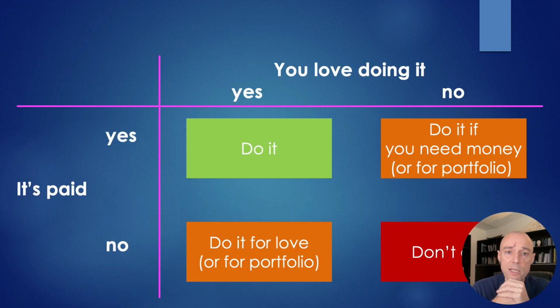Now, you could also use a very simple shortcut. You can say, is what I'm going to do paid? And do you love doing it? And of course, if it's paid and you love doing it, then it's a no-brainer, do it. If it's something that's not paid and you don't particularly like doing it, then don't go there. Why would you? But you might find stuff that you love doing, but it's not paid.